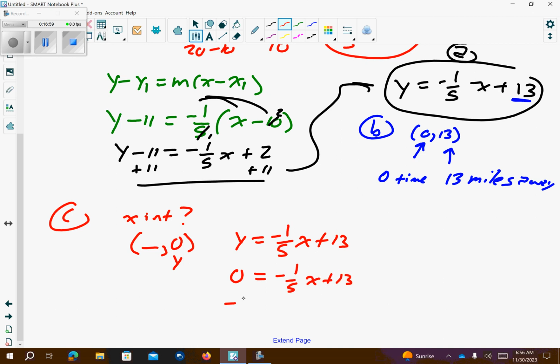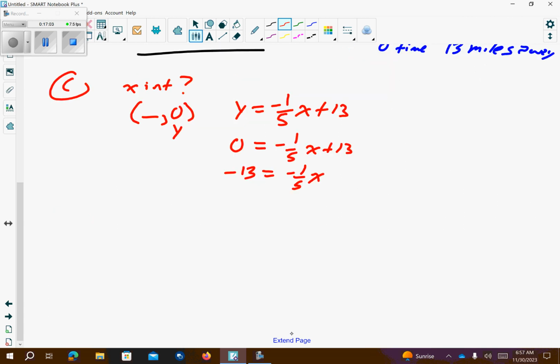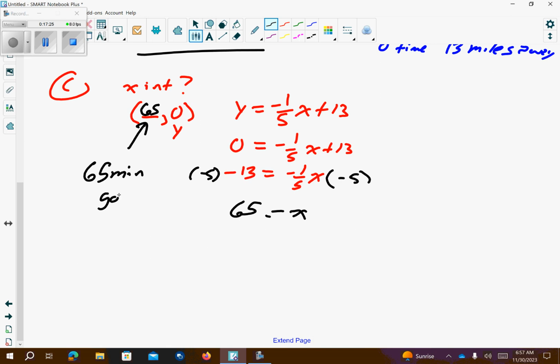So subtract 13 from both sides. Multiply both sides by negative 5. So x equals 5 times 13, which is 65. So that's 65. What does this mean? 65 minutes after he left school, he got home. So it's a long bike ride, over an hour.